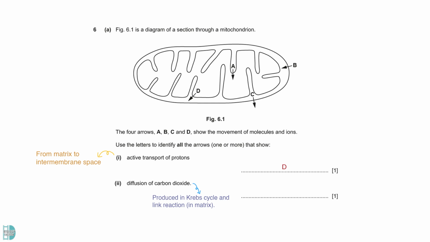Carbon dioxide is the byproduct of the Krebs cycle and the Link reaction. It is produced in the matrix. They are transported out to be excreted, so the answer is C and D.